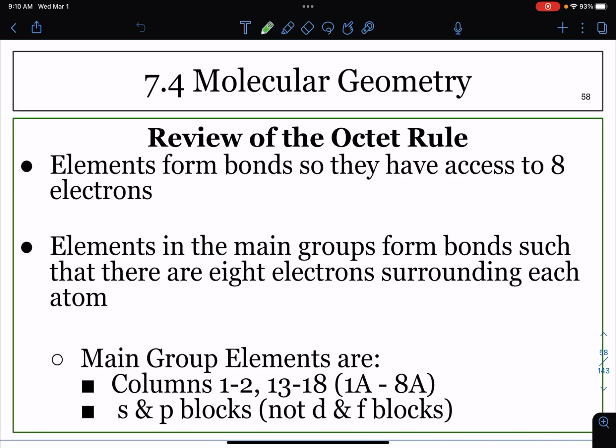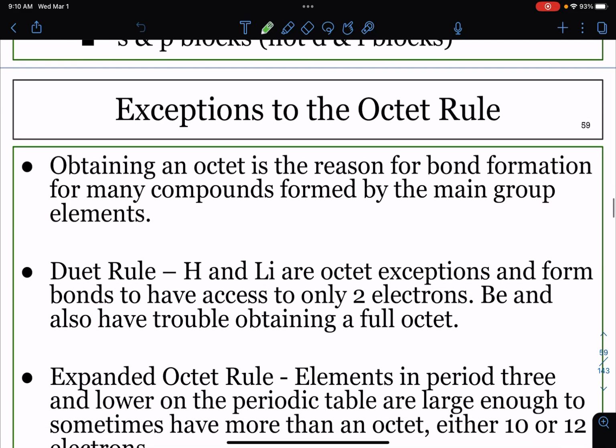We are going to be looking at just the elements in the main groups because these are the ones that make covalent bonds. The main groups, of course, are the first 2 columns and then the last 6 columns on the periodic table. They're often labeled 1A, 2A, 3A, and so forth all the way to 8A. You can also think of it as the main groups are just the S and P blocks from the periodic table and not the D or F blocks.